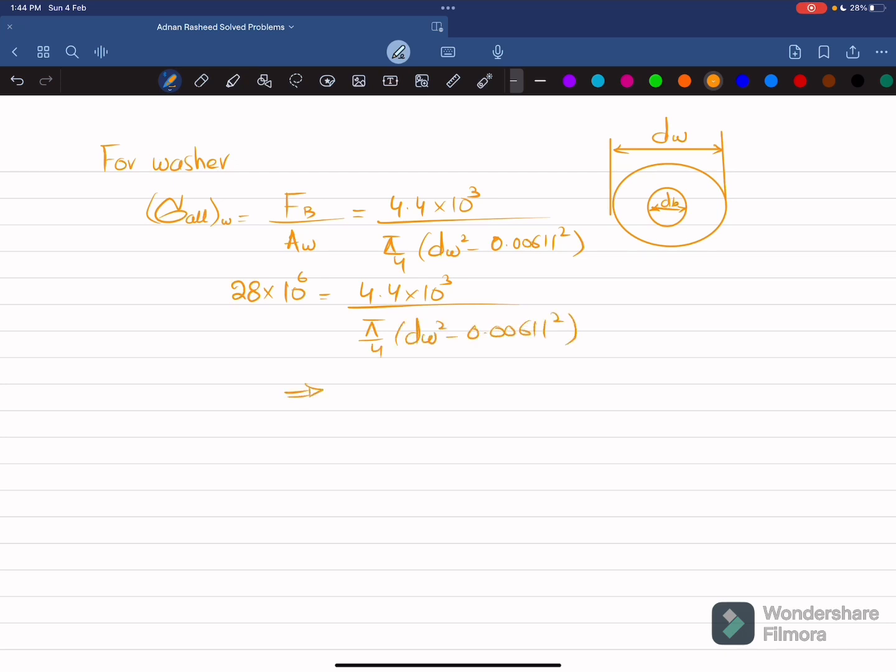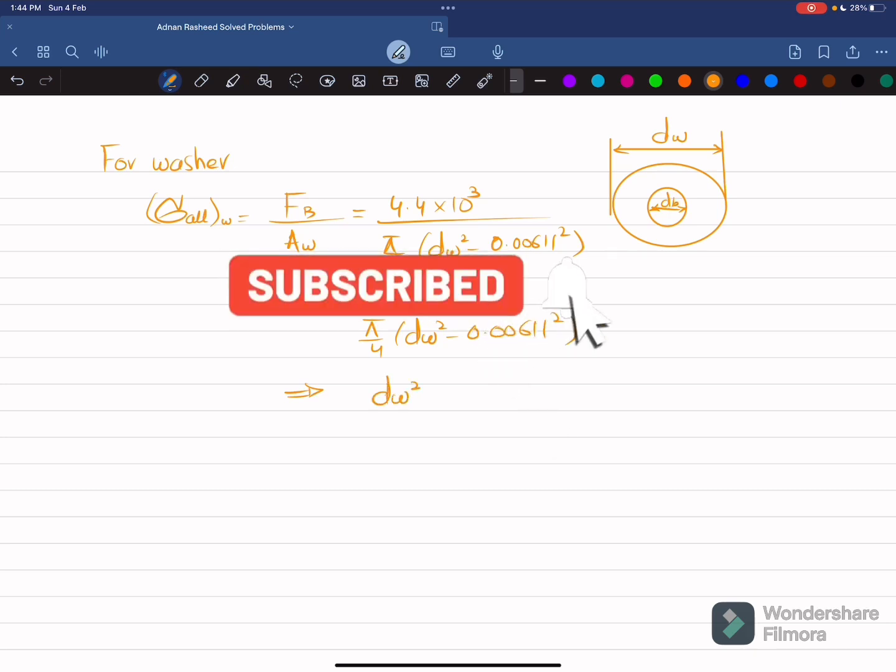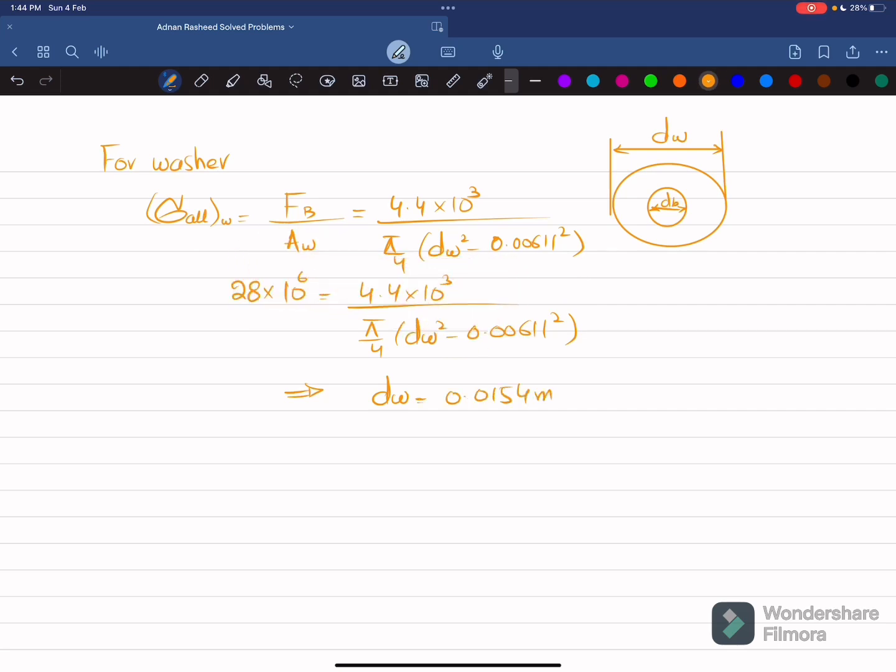So when you calculate it, you can now find dW. When you calculate it, it will be equal to 0.0154 meter, or that will be 15.4 millimeter.